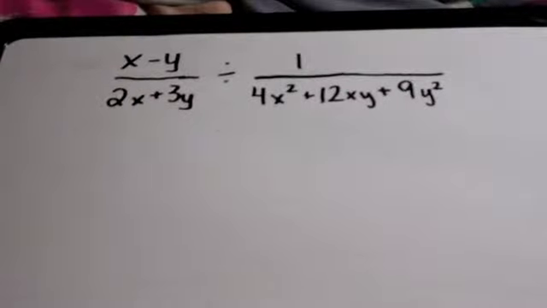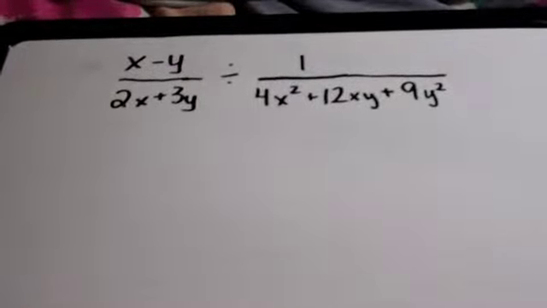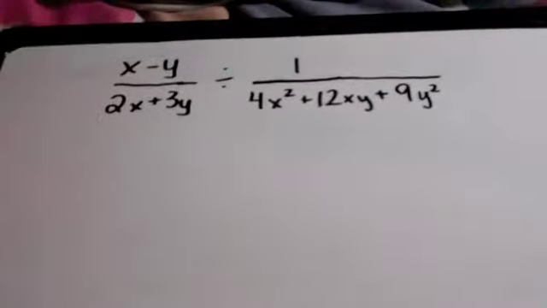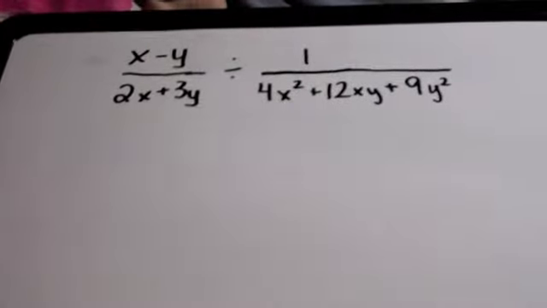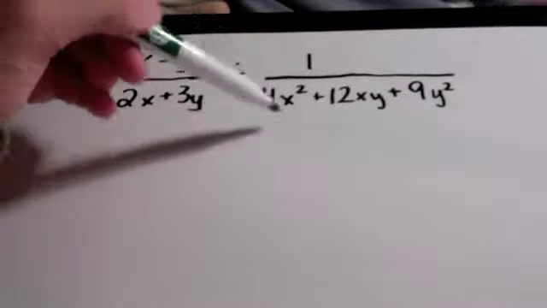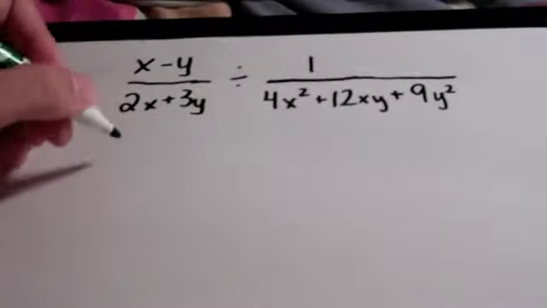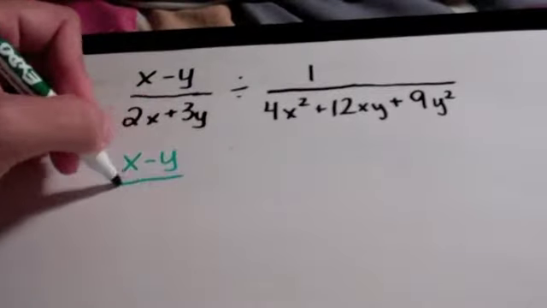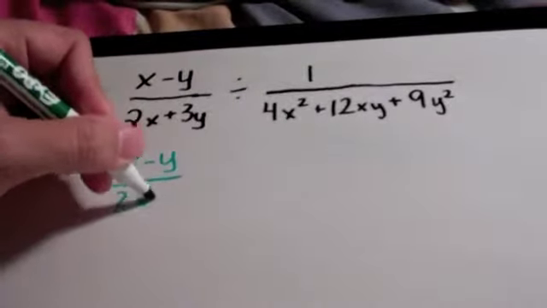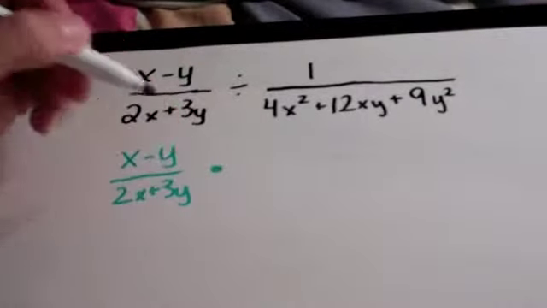Alright guys, so this is the next division problem. And we're going to do the same thing we did last time, where we take it as a division problem and we turn it into a multiplication problem. The way we do that is by taking the second term and multiplying by its reciprocal. So the first term we leave exactly the same. So it's just going to be x minus y over 2x plus 3y. This division is going to become multiplication.